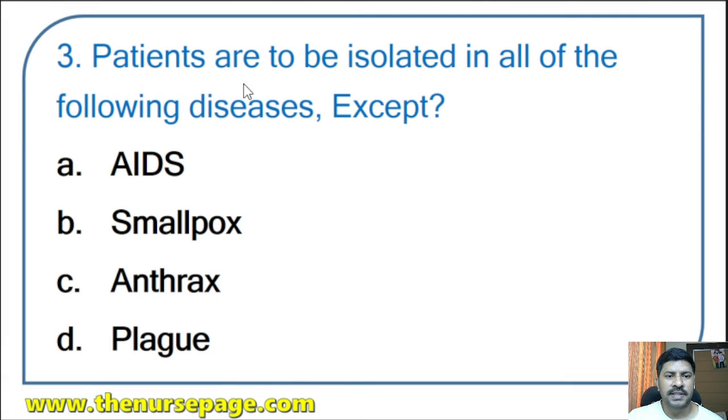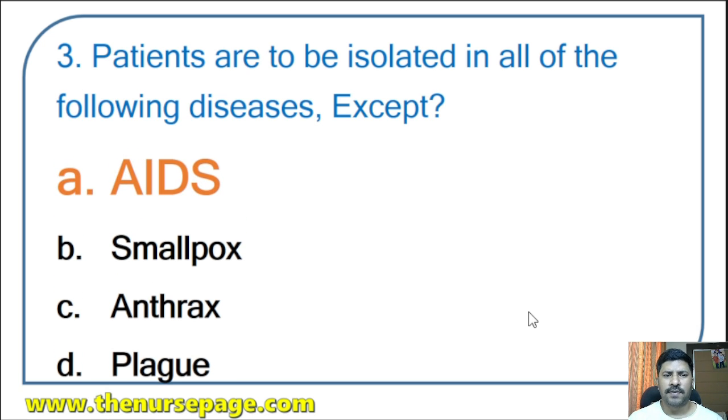Third question: patients are to be isolated in all of the following diseases except AIDS, smallpox, anthrax, plague. Usually, isolation is required when the transmission is mainly through droplet or airborne transmission. In the case of AIDS, there is no need for isolation. AIDS is usually transmitted through infected blood or blood transfusion, or unprotected sexual intercourse.